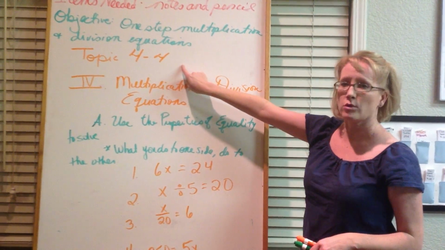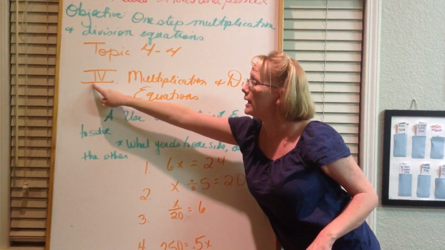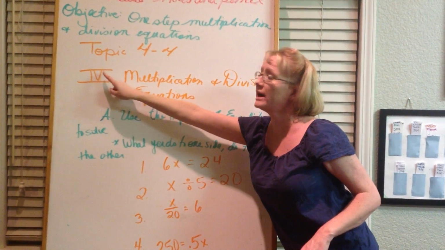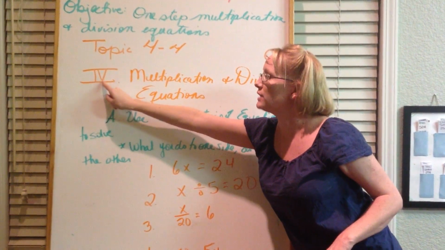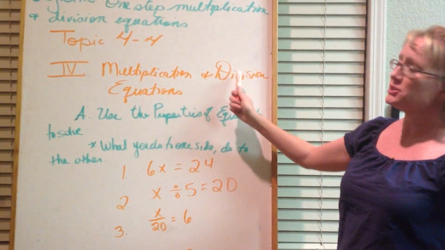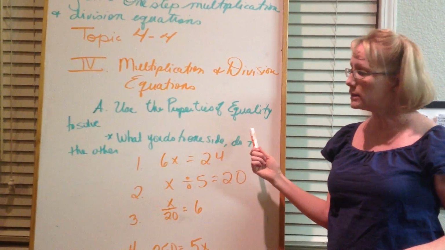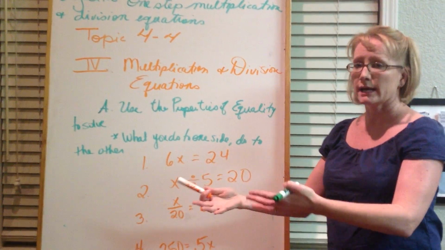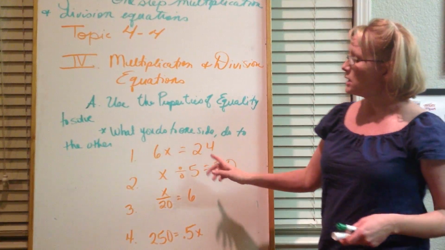So it's topic 4.4, so we're going to use Roman numeral 4. The Roman numeral 4 is an I and a V. The V stands for 5, and when you put the letter to the left of it, it means subtract. So it's 5, take away 1, which is 4. That's why it's a 4. So it's multiplication and division equations, and we're going to use the properties of equality to solve. What you do to one side, you have to do the other. Keep it equal, okay?